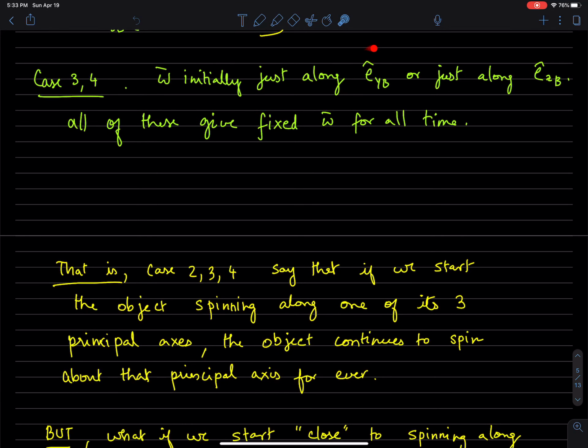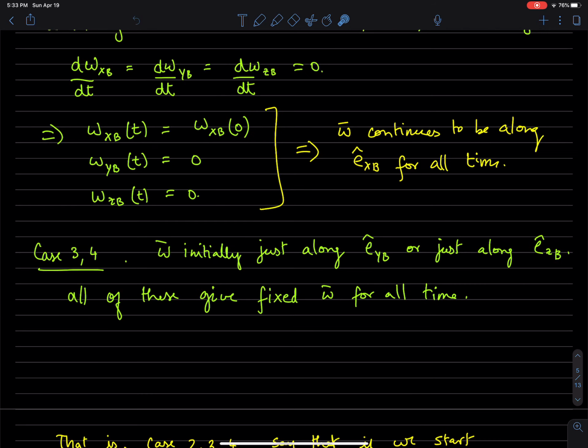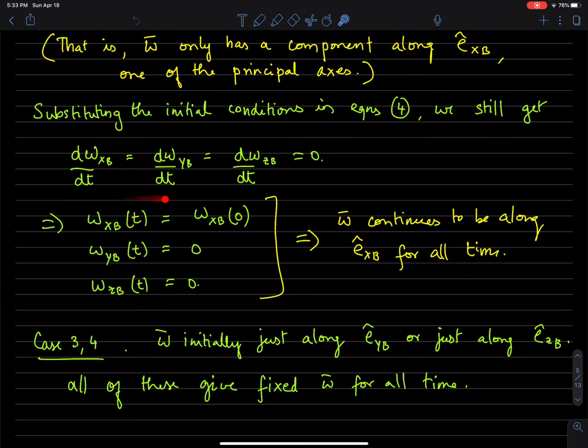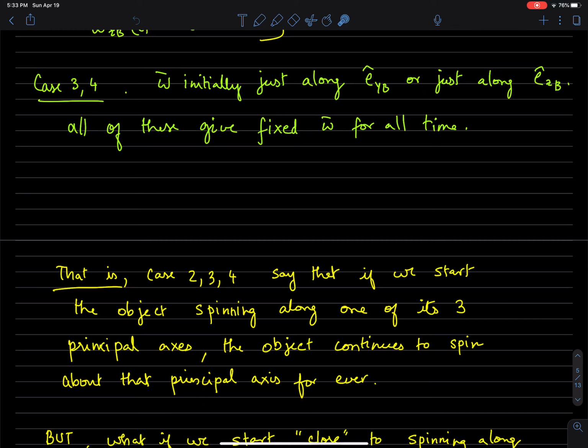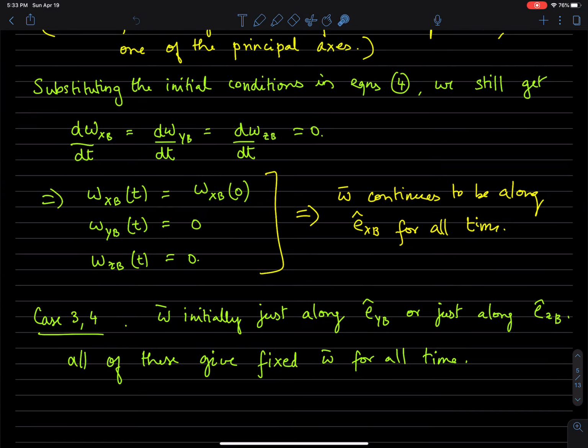Similarly, if you pick omega to be just along EYB or just along EZB, then again omega will remain constant for all time because the reasoning is exactly analogous. So these three derivatives will be equal to zero. Whatever omega you started out with will remain the omega for all time. So these are special cases.